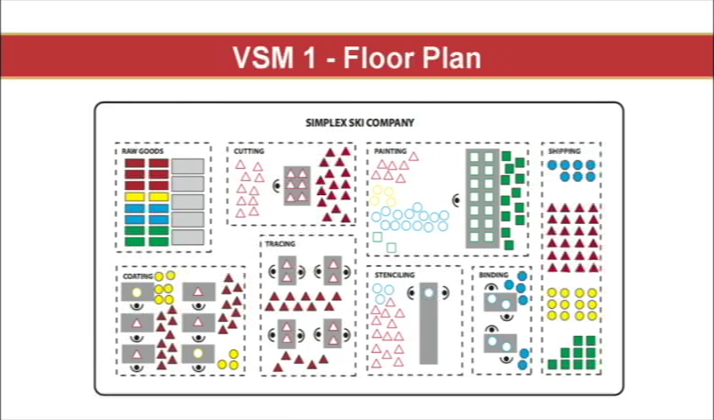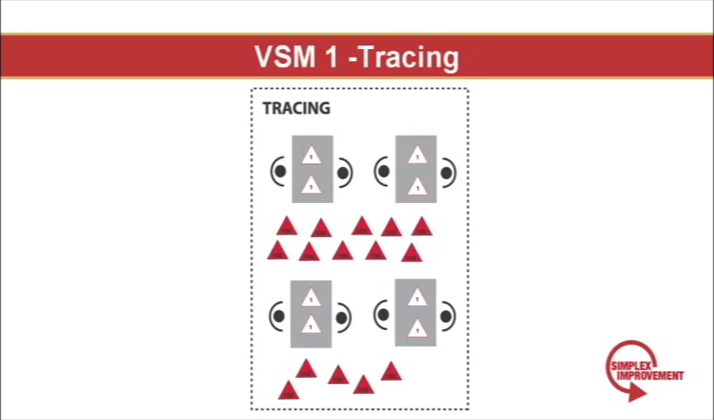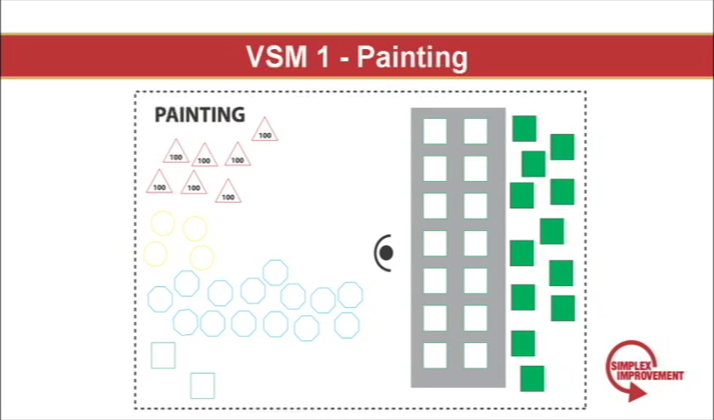Now, I'm just as confused as you are. All I see is a giant mess. The entire shop floor is organized in process villages. In other words, all like functions are grouped into large areas like the cutting area, the tracing area, and the painting area. Notice all the WIP that litters the shop floor.